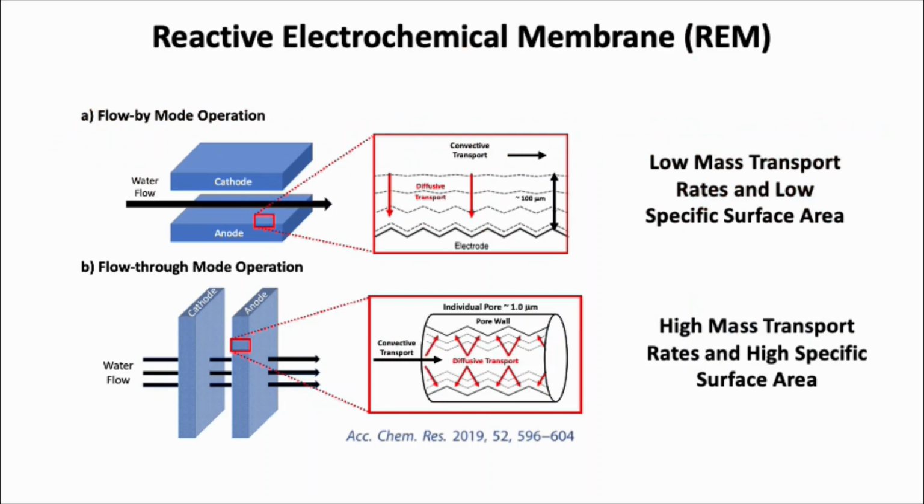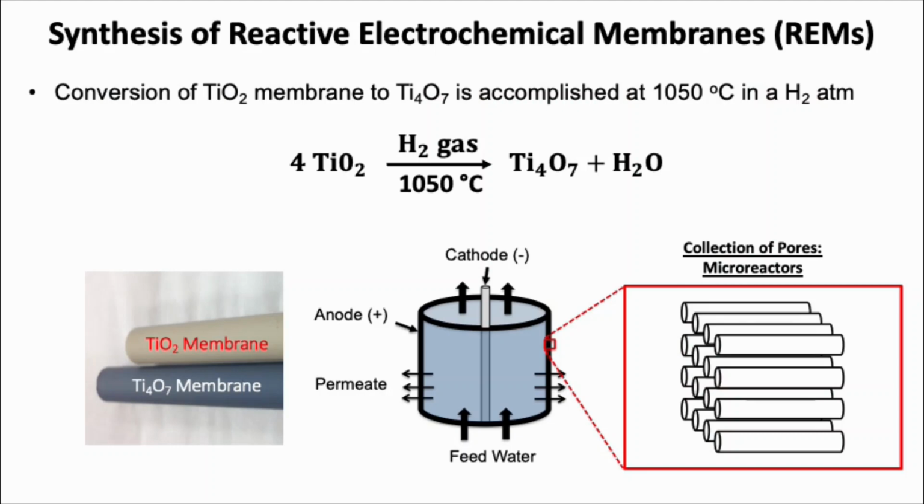One of the keys to the performance of the REMs is related to its mode of operation. So now I'm going to discuss how we make these membranes. So we start with a TiO2 ceramic membrane, which is shown on the picture in the bottom left at the top. And we convert that to what's known as Ti4O7. So I'm showing the overall reaction there.